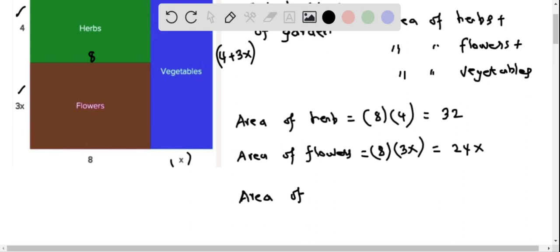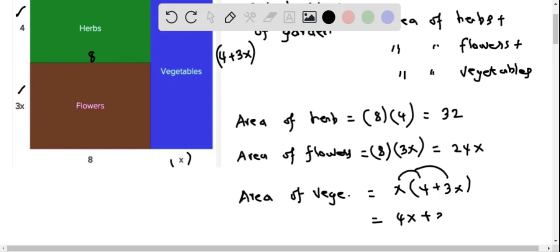So we write area of, I'm sorry, it is area of vegetables. So this equals x times (4 plus 3x). Now let's simplify this by distributing the x into the terms inside the brackets. So x times 4 is 4x and x times 3x is 3x squared. So we found all the expressions for the area of the herbs, area of flowers, and area of vegetables.